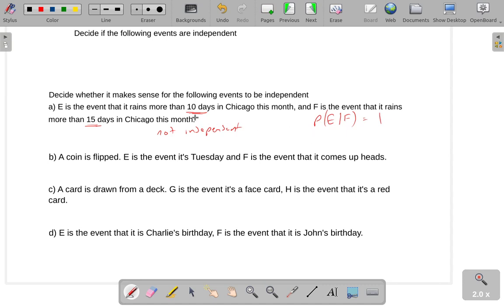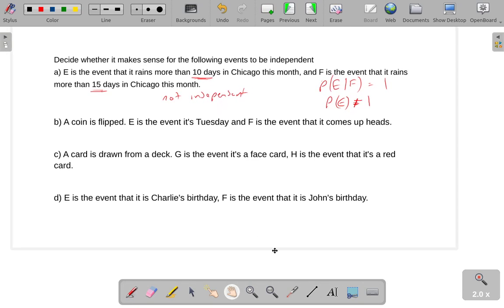And I guess we are using a little bit of an assumption here. I would assume that the probability of E is not 1 in general. It's not guaranteed to rain more than 10 days every single month. I suppose if it was, then you could say that those two were independent.